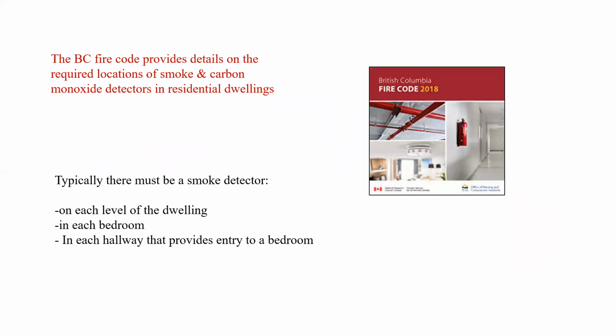The BC Fire Code provides details on the required locations of smoke and carbon monoxide detectors in residential dwellings, and typically we see that there is a smoke detector required on each level of the dwelling, as well as in each bedroom, and also in each hallway that provides entry to a bedroom.